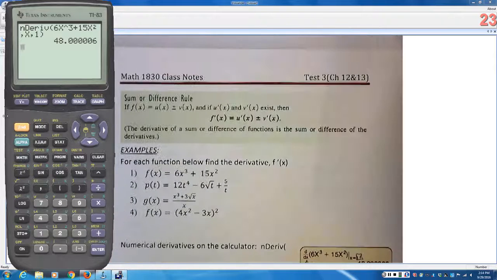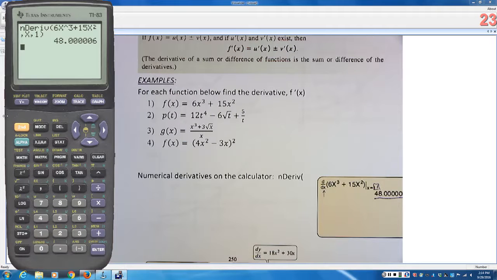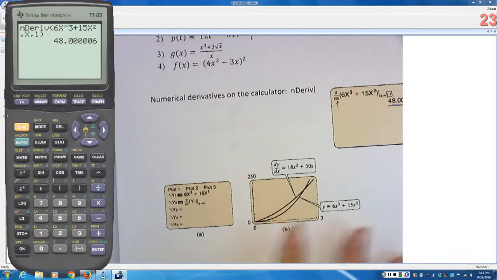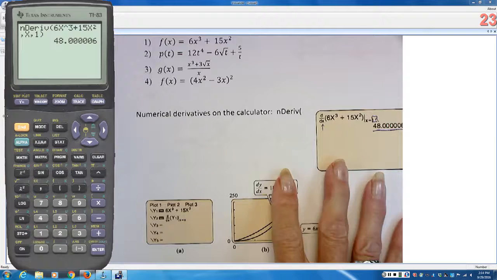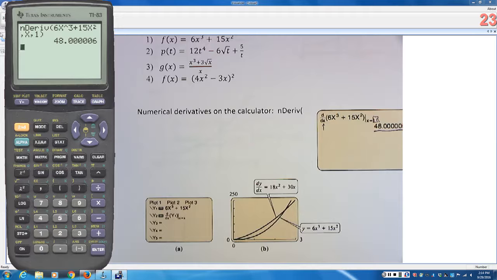If you wanted to graph the derivative, and if you remember at the last part of chapter 11, we talked about drawing the graph of the function from the derivative and vice versa. You can actually go to y equals and put in the function, which is 6x to the third plus 15x squared. Whoops, what did I do? It's supposed to be x.